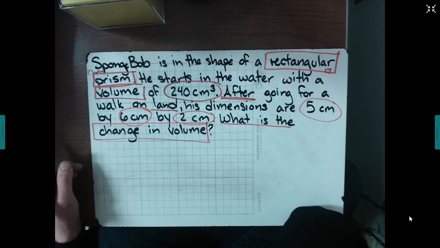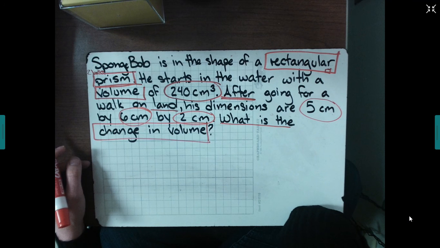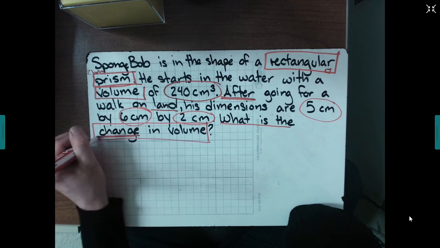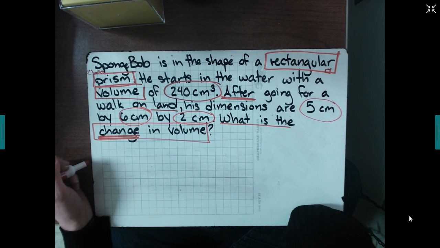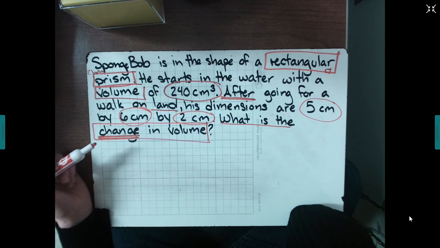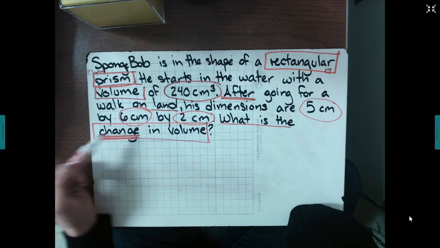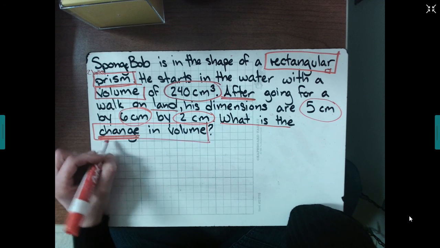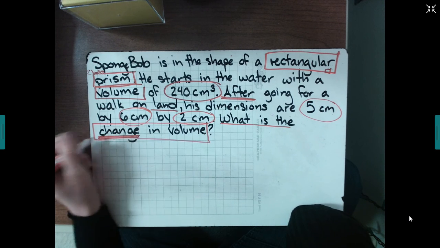It's very important to pay attention to what the question is asking. This question is not asking, what is the new volume? This question is asking, what is the change in volume? Okay, so we already have the original volume, 240. We need to find the new volume, and then we're going to find out how much it changed.